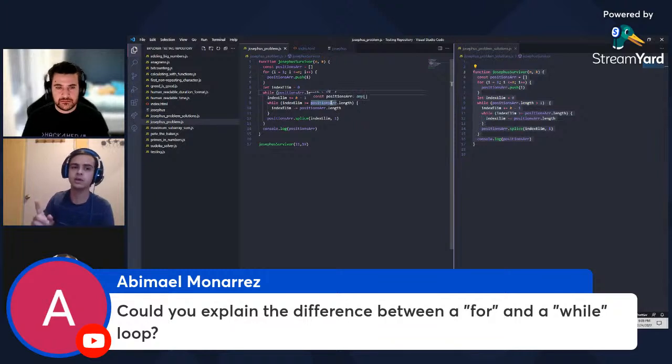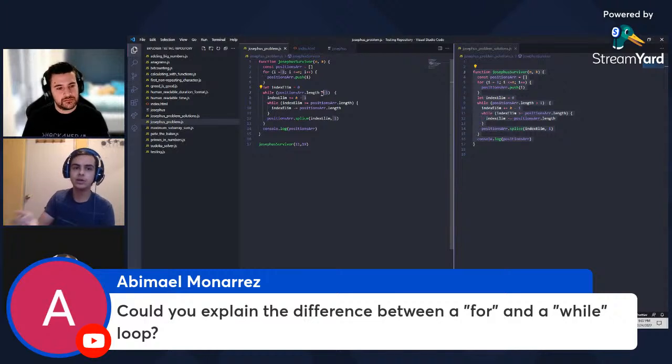But we know that when we only have one element in the array, we're finished, that we have the answer. So in this case, a while loop helps us because we need a condition to be met, and until then we need the code to keep working.